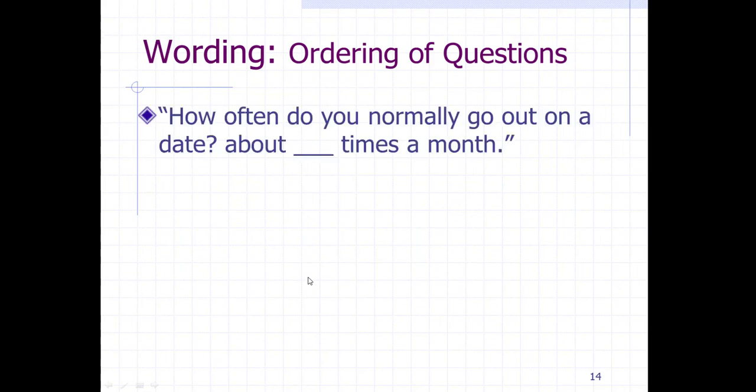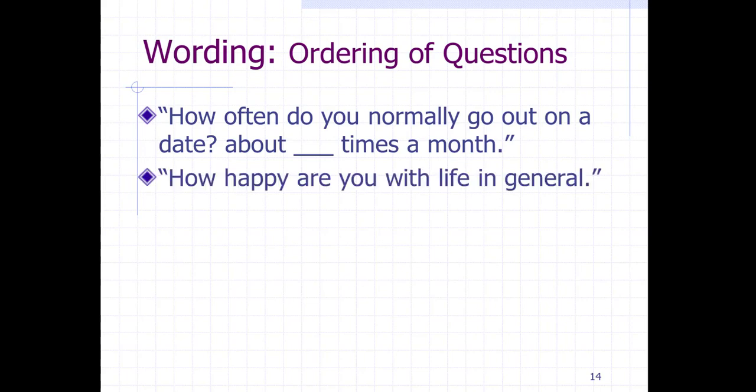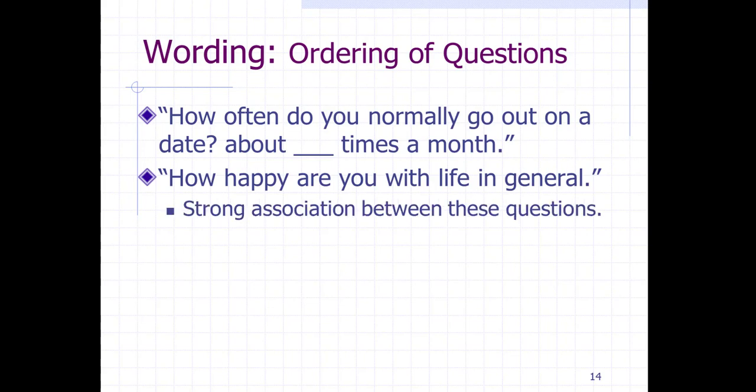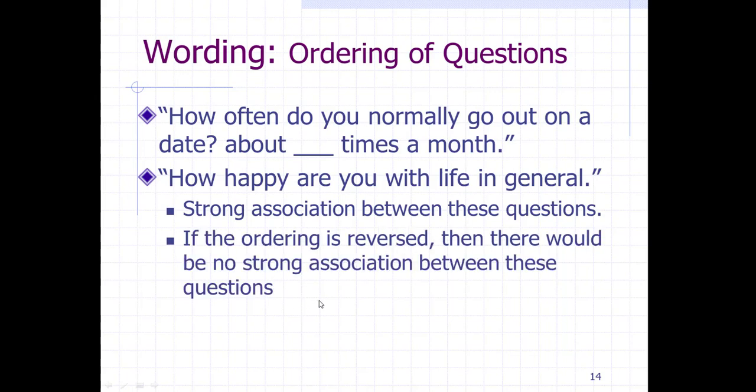The order of questions. There was a study that asked college students, how often do you normally go out on a date? About blank times a month. And then the next question was, how happy are you with life in general? Well, there turned out to be a very strong association between these two questions. The more times the person dated, the happier they were. But when they reordered the questions, there was no strong association between these. So the order of the questions makes a big difference.